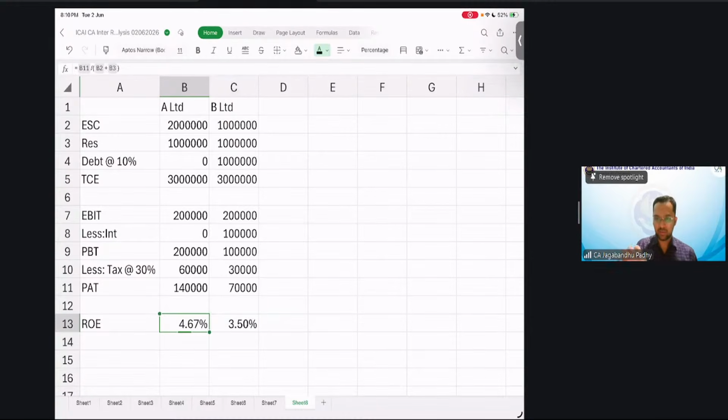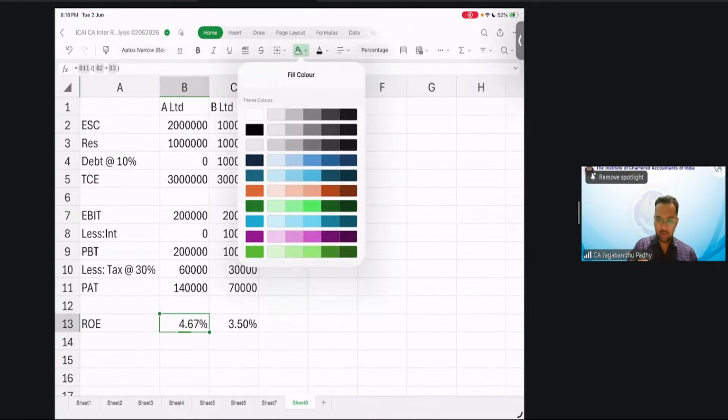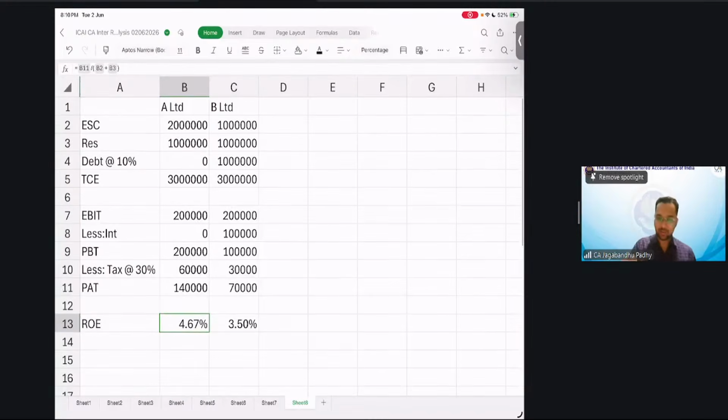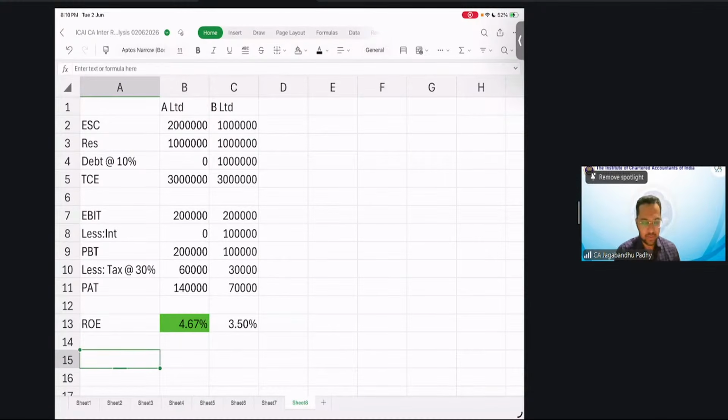Right. So which company has performed better? We can obviously say it is company A which has performed better for its equity shareholders, right, guys? Company A has performed better for the equity shareholders. Yes or no, guys? Correct?